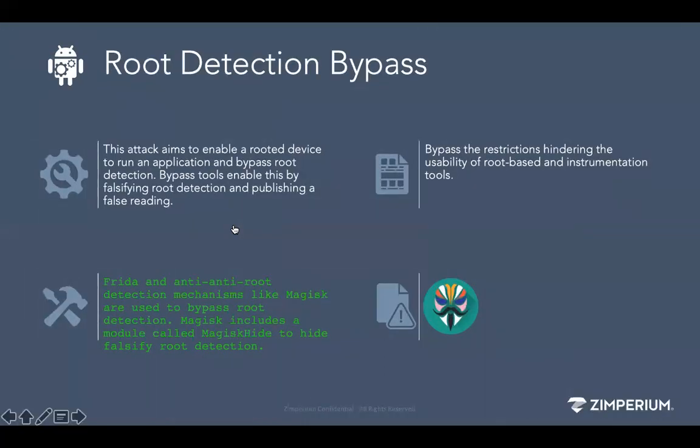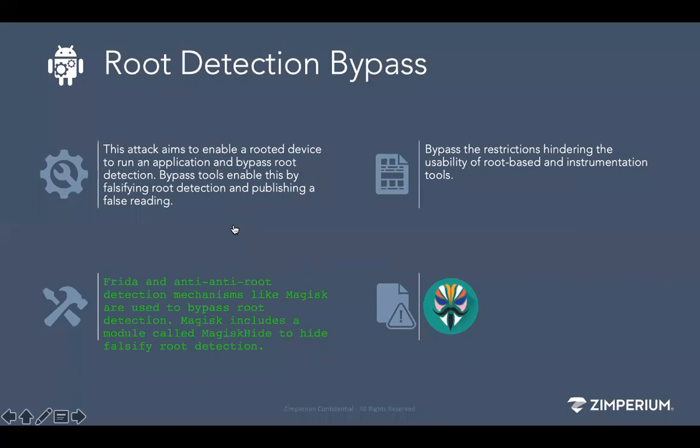The next is root detection bypass. So why would you want to bypass this? A lot of apps won't let you run the app on a rooted or jailbroken device. So hackers want to bypass this check, and essentially, I want to falsify the root detection. Basically, I want to provide a true when it should read false.